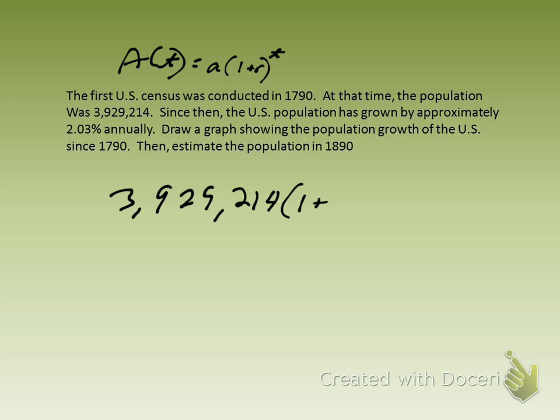Parentheses, 1 plus. Your rate is what? What's the rate that it's growing by? 2.03 what? Percent. 2.03%. Can you use percents in these problems? No, you have to change them to decimal numbers by moving the decimal place to the left how many times? 2 times. So what you want to use is 1 plus 0.0203. That was a terrible 0. Let's try that again. Much better.